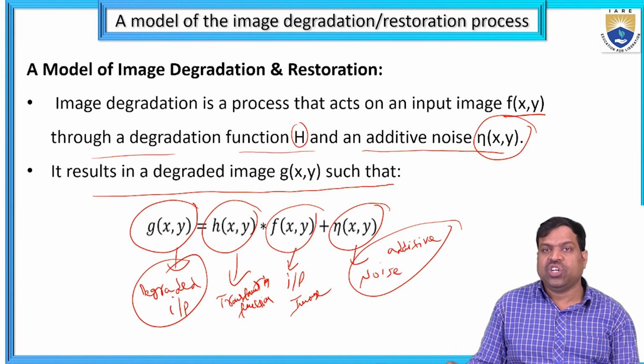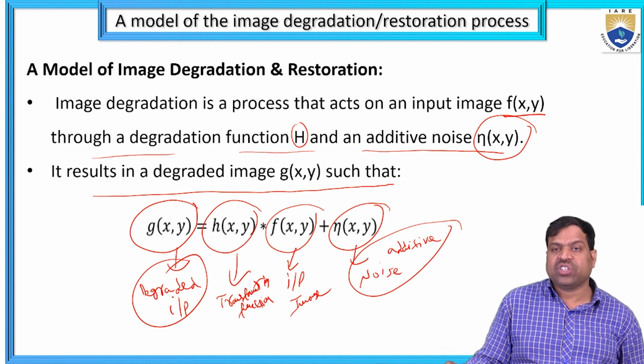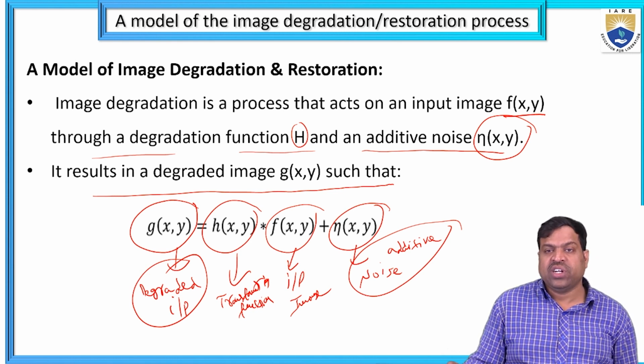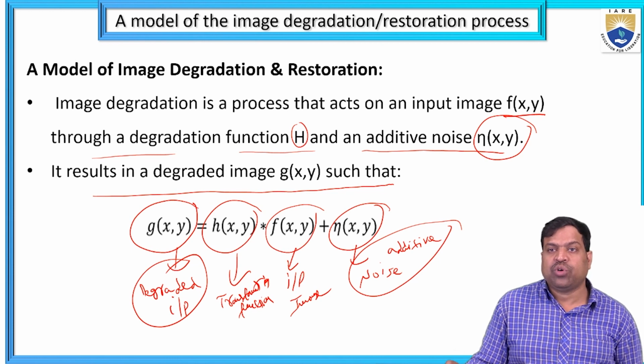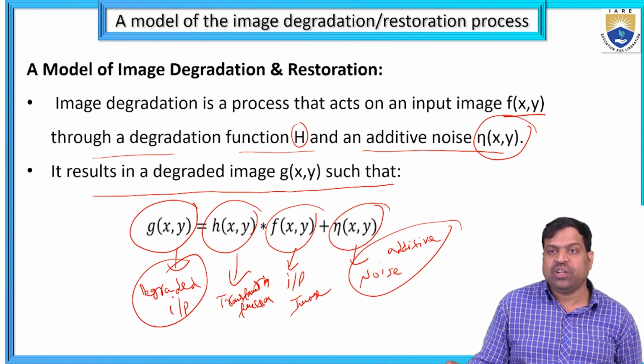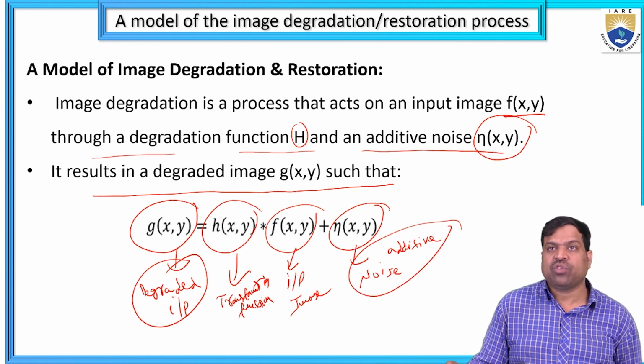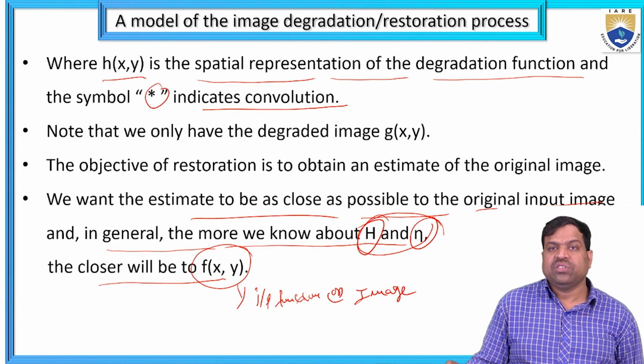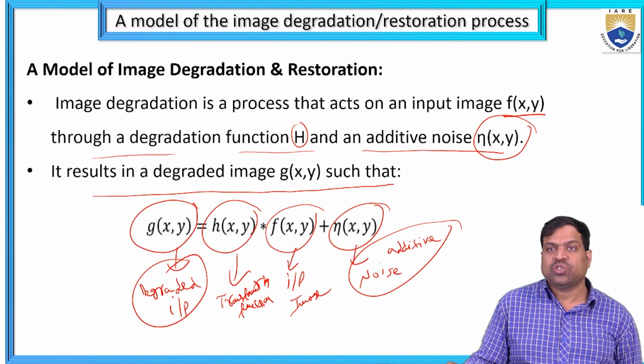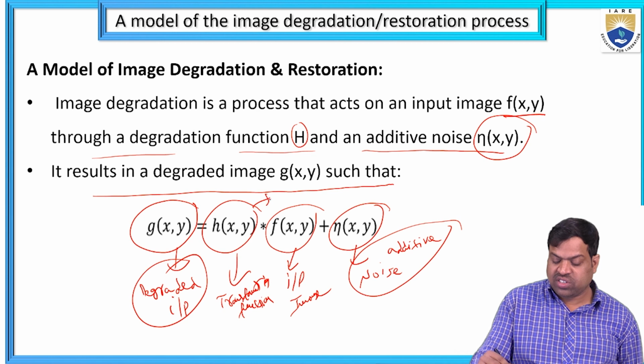So already we know that g of x comma y is the degraded output. In this degradation equation, we have the transformation function, the input function, and noise is also added, that is additive noise. So h of x comma y is the transformation function, f of x comma y is the input image, and nu of x comma y is the additive noise that is applied. Here h of x comma y is the spatial representation.